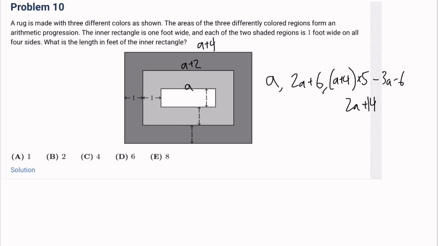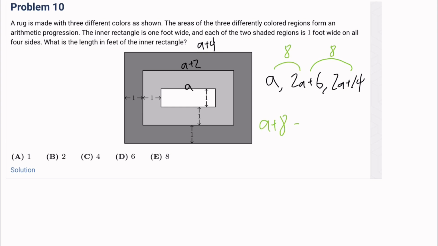Alright, so now what we have is the fact that 2A plus 6 and 2A plus 14, they make an arithmetic progression, right? And we know that the common difference is 14 minus 6, which is 8, and so this would also be 8. 8 plus 8 equals 2A plus 6, therefore A equals 8 minus 6, which is 2. So the length in feet of the inner rectangle is 2, B.